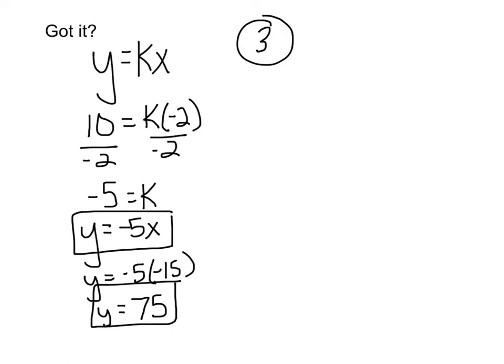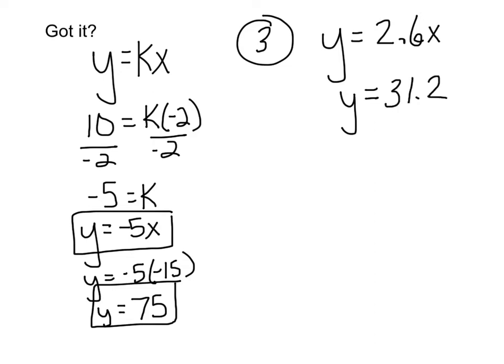If you did number 3 right, you would get y equals 2 6/10 x. And if you plugged in 4 for x, y would be 31 2/10, or 31.2. So your answer is y equals 2.6x and y equals 31.2.